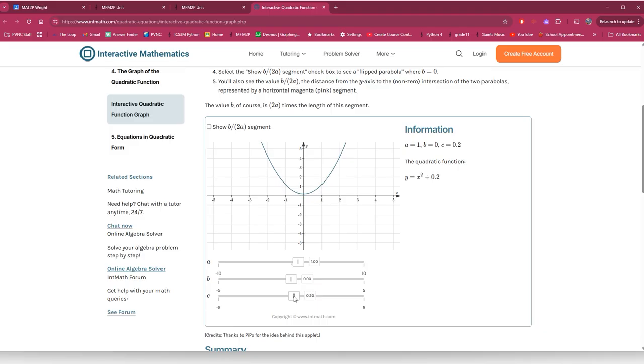And if we just move this a little bit, I'll put this constant value, or the c value, up to 3, and you notice that it moves the vertex of the graph up 3 points. I can do the same with negative values. Once again, it just lets you visualize the effect of changing some of these values.